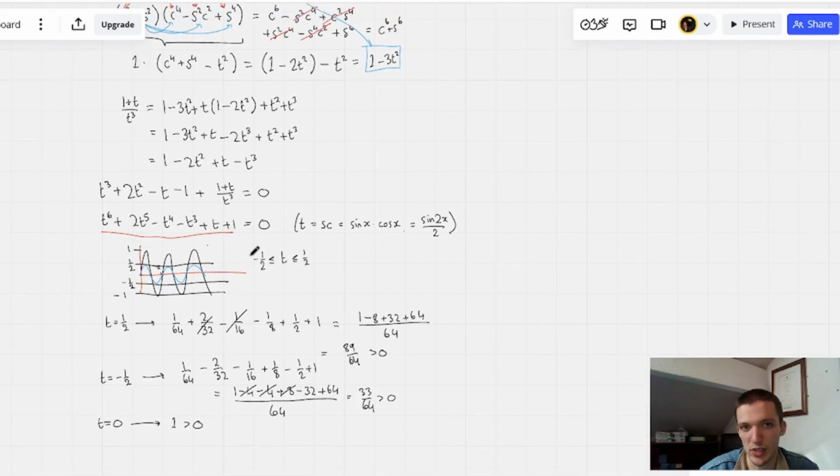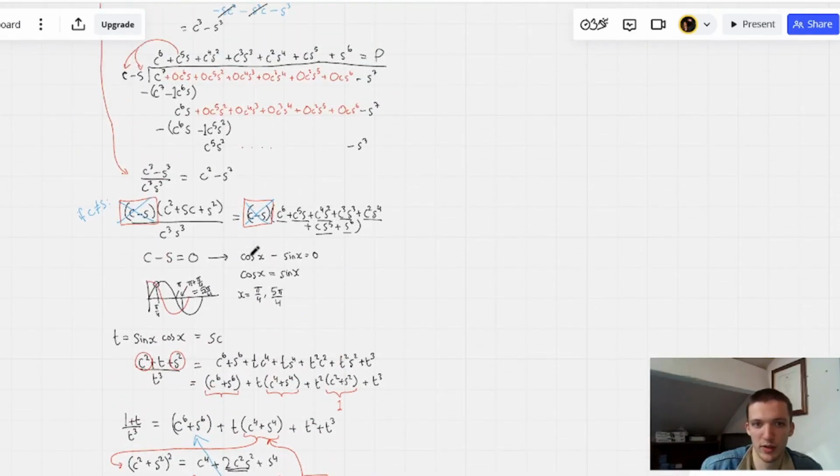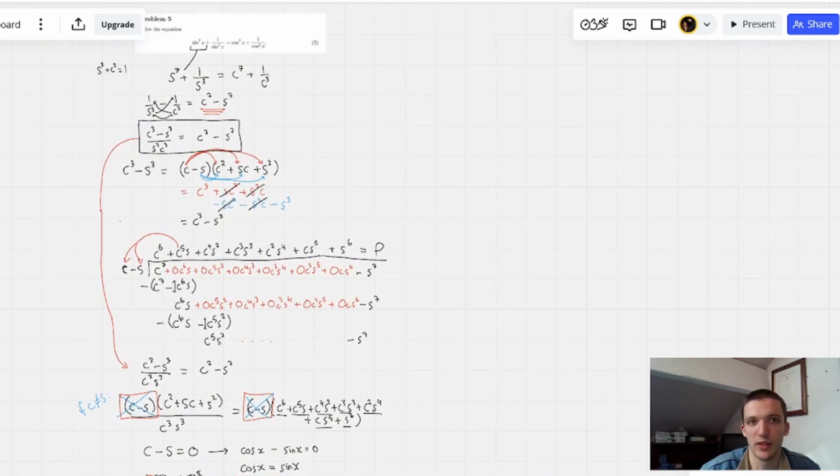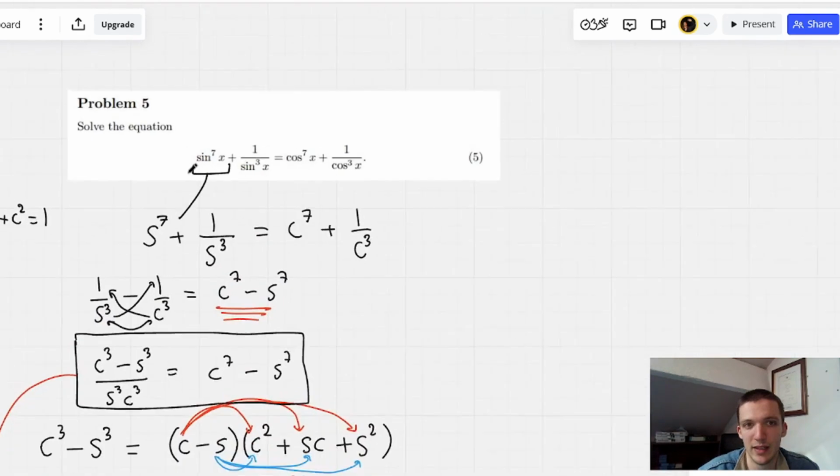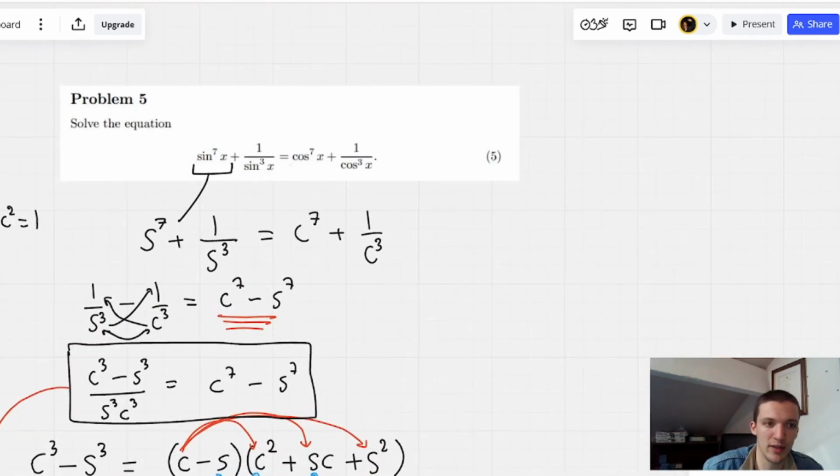Which means our only solutions to this question are these ones: x equals pi over 4 and x equals 5 pi over 4, within, of course, the bounds 0 to 2 pi. Within those bounds, these are our only correct solutions. There's actually infinitely many solutions if you extend that domain. Okay, so our solution here is x equals pi by 4, x equals 5 pi by 4.